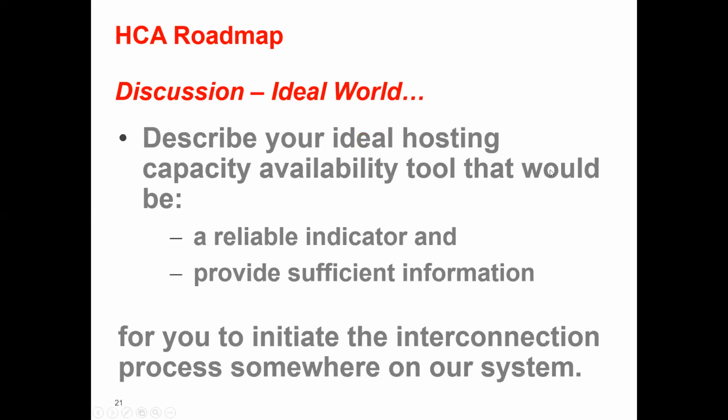Then our next ideal world question is, describe your ideal hosting capacity availability tool such that it would be a reliable indicator and provide sufficient information. And this we've talked about, assuming it's already being updated more frequently. Talk about how you want it to work. What do you want to see? How do you want that to work? What functionality do you want it to have? Again, take your paintbrush and paint this ideal tool to be that early indicator for you. Today we have the heat map, we have a tabular report, we've got some pop-ups with some additional details. Right now it's kind of requiring people to look at the queue as well as to what's going on.